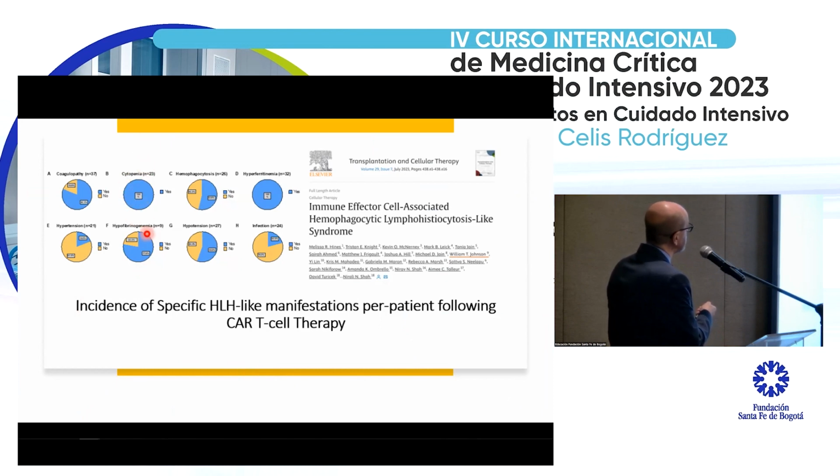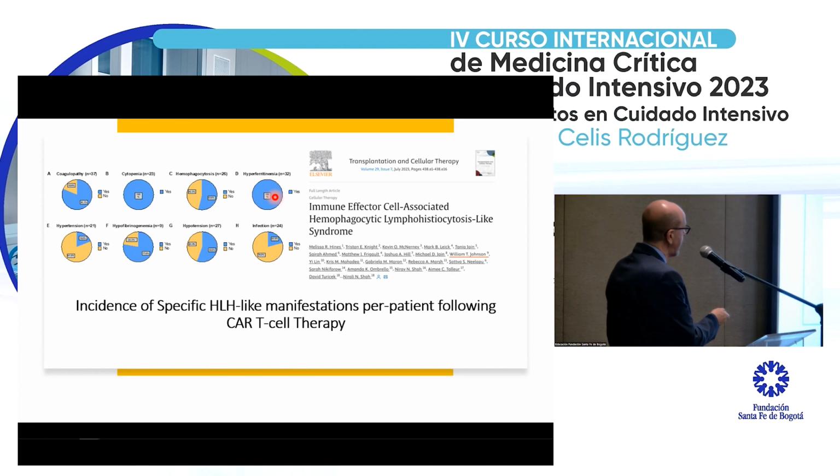Some components are very characteristic, as I mentioned before. The cytopenias are basically 100%, and hyperferritinemia is almost 100% of the patients, 99, 100%. Sometimes the discussion is about what is the actual level of ferritin that you need to actually diagnose, but no one can agree to the threshold.